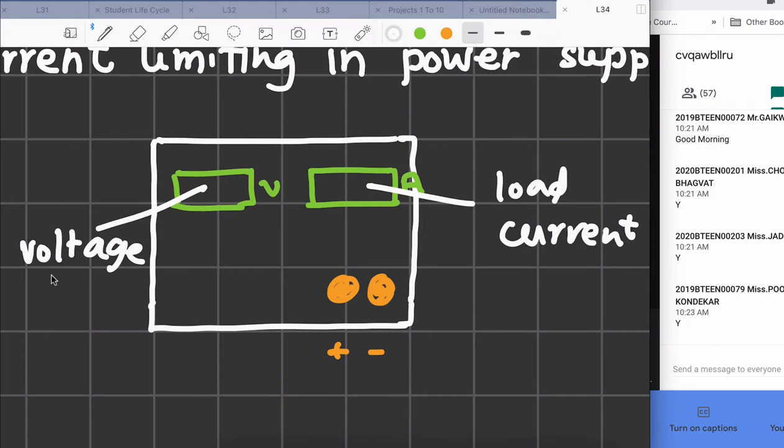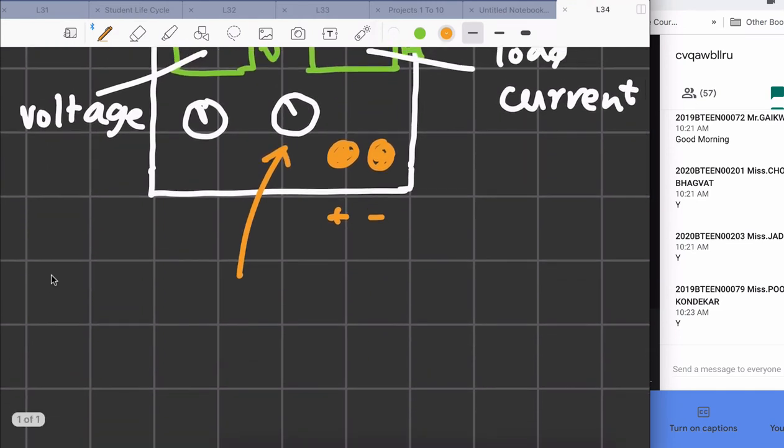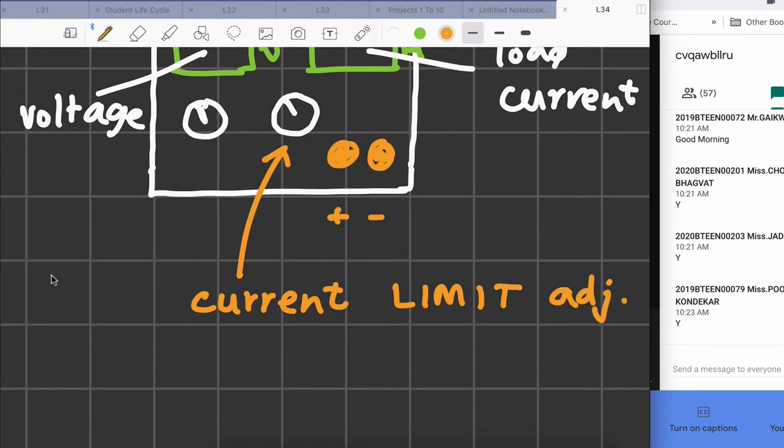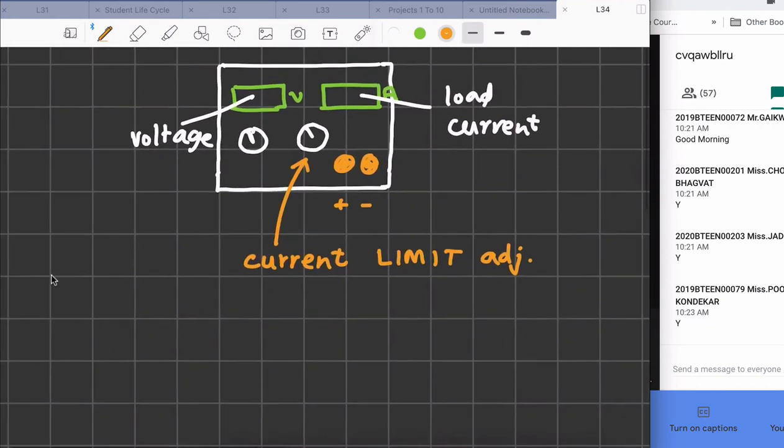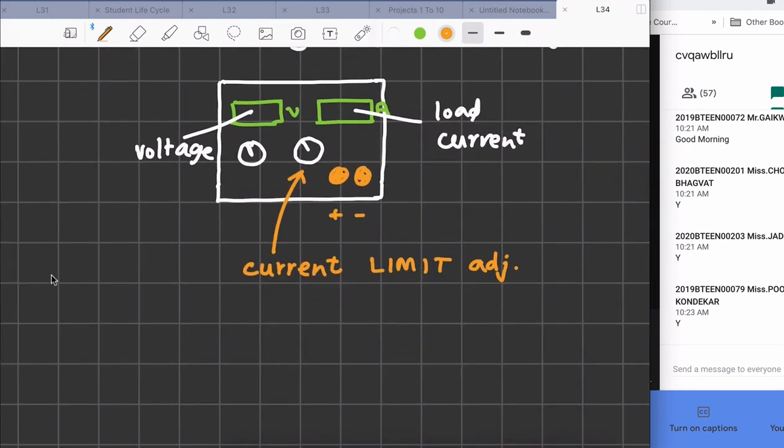But there are also settings of voltage adjustment, and there is also a setting of current limit adjustment. So mark this properly. This is not current adjustment, this is current limit adjustment. Now what is the difference between current adjustment and current limit adjustment?